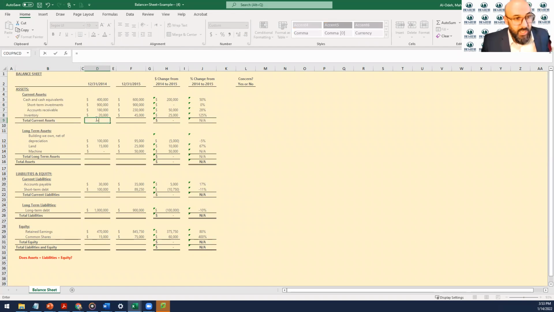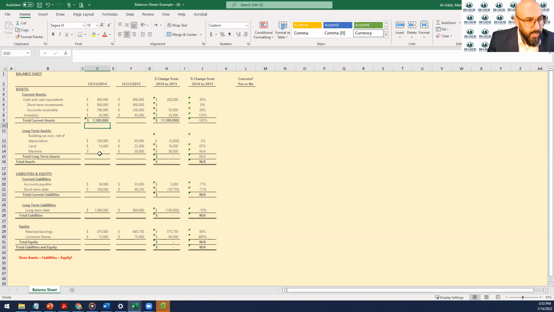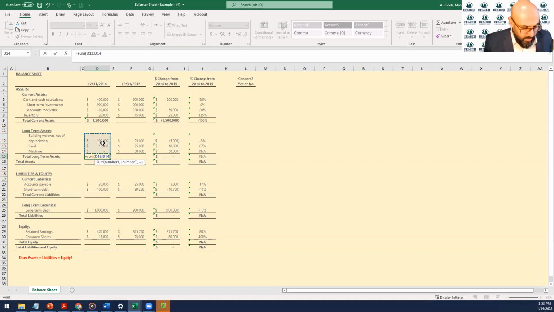What we need to do is find the total of these by finding the sum of these numbers: the 400, 900, 180, and $20,000. These are coming from the cash and cash equivalents, short-term investments, accounts receivable, and inventory. Close the parentheses and click OK. Same thing we're going to do for the long-term assets, adding these numbers: depreciation, lands, and machines. Add the sum here, open parentheses, select the numbers and close the parentheses.